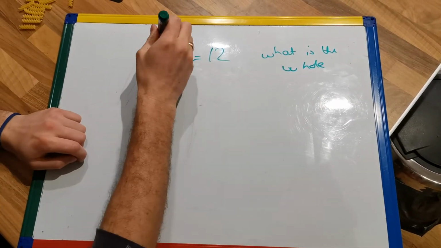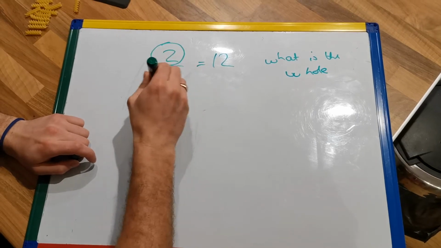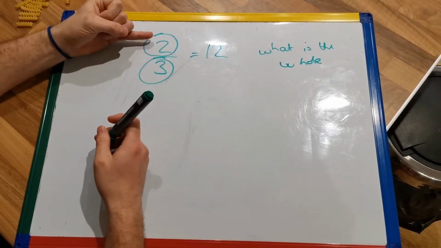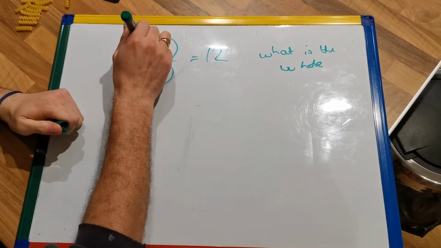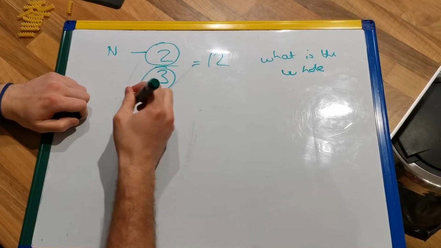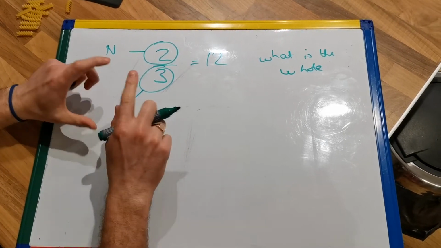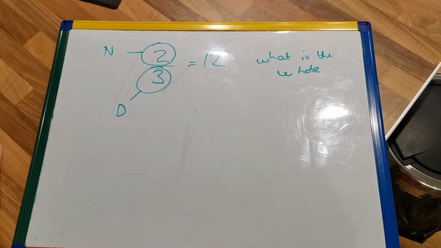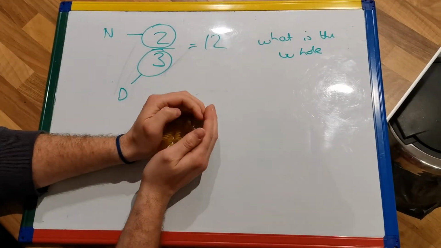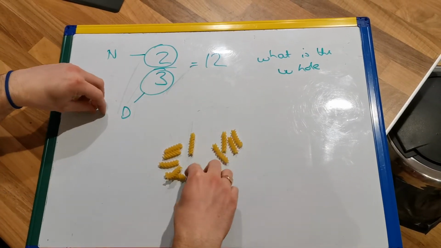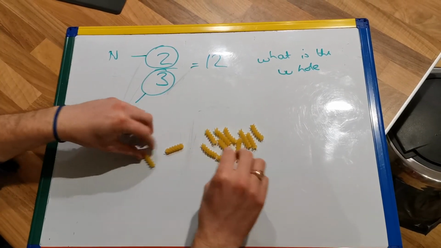Again, it is our relationship between the numerator and the denominator. However, this time it's a little bit more difficult, because we've got 2 parts. The numerator tells us how many parts we have, and here we have 2. The denominator tells us how many parts in the whole, and there are 3 parts in the whole. Let's concentrate on what we do have. We have 2 parts that equal 12. So I should have 12 bits of pasta: 2, 4, 6, 8, 10, 12.